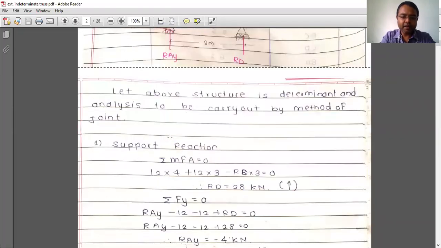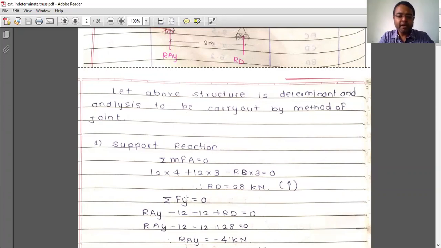So that calculation I have done over here. Take a moment at joint A. Of course, clockwise we are taking positive, anti-clockwise we are going to take as negative. Likewise, by taking a moment at joint A, you can get the value of reaction RD. Reaction RD comes out to be positive. Positive means the assumed direction is correct. That is, RD is going in an upward direction.